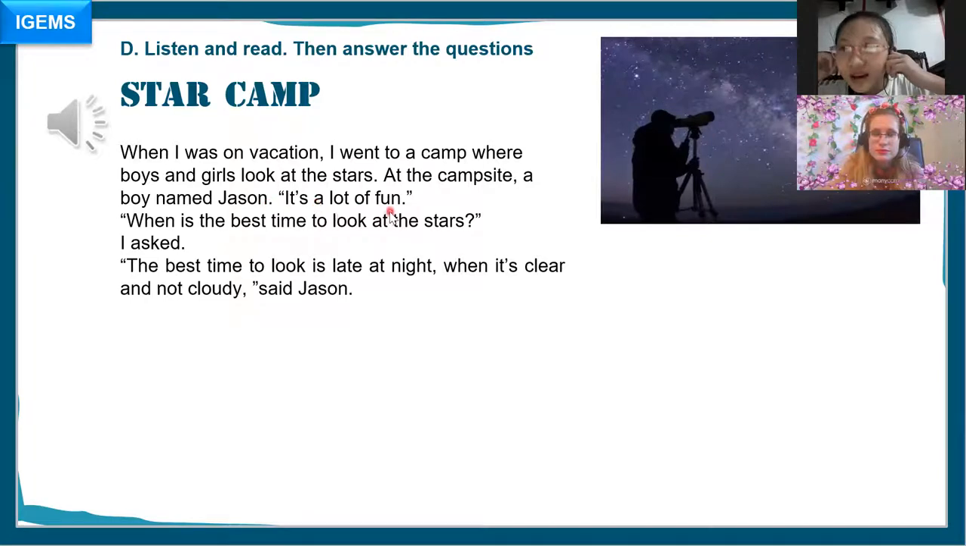It's a lot of fun. When is the best time to look at stars? I asked. The best time to look is late at night, when it's clear and not cloudy, said Jason. Good work. Page 15.